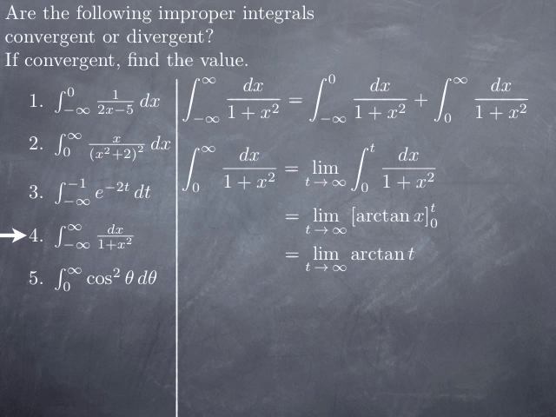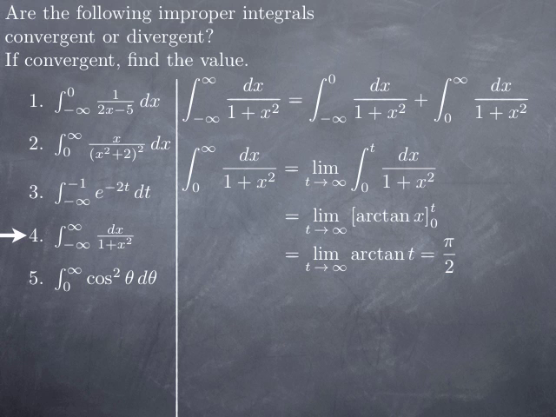So we get arctangent t minus arctangent 0. Arctangent 0 is 0, so what remains is a limit as t goes to infinity of arctangent t. And you should remember, if you draw yourself the graph of arctangent t, the limit at infinity of arctangent is pi over 2. And therefore, this is the value of our integral from 0 to infinity.